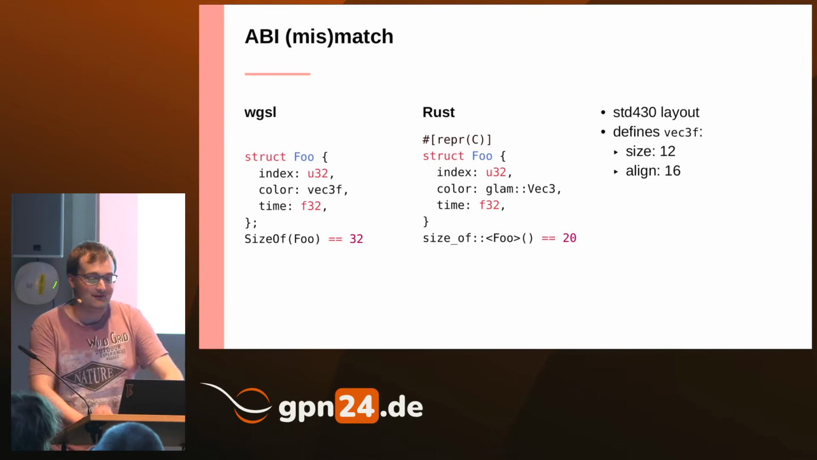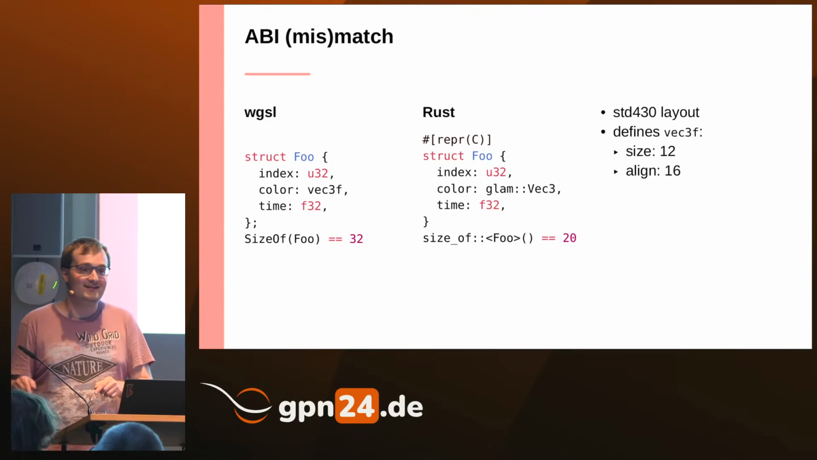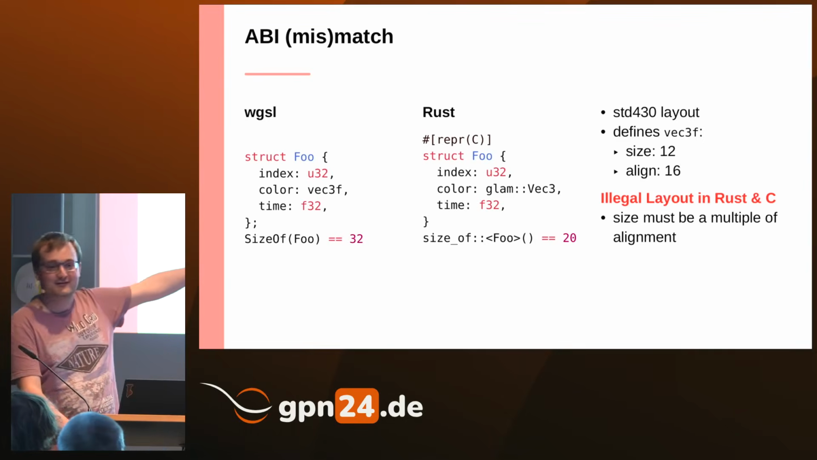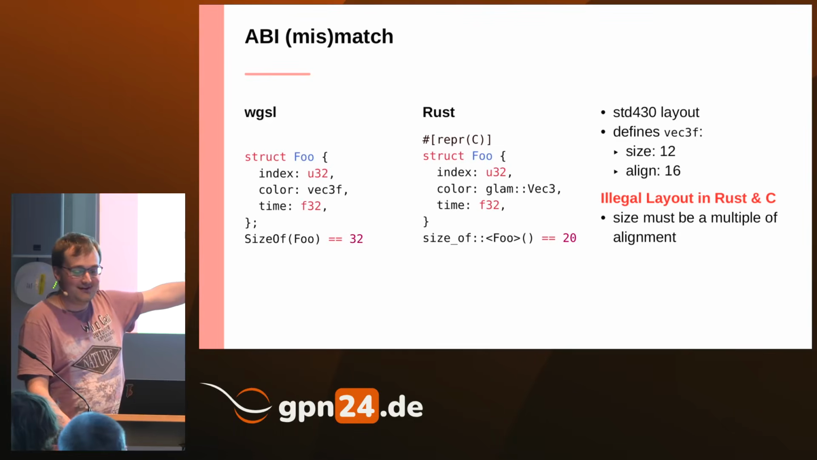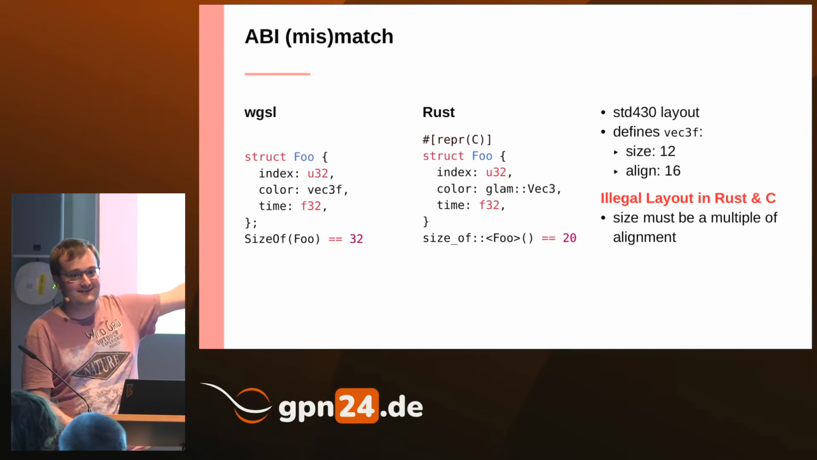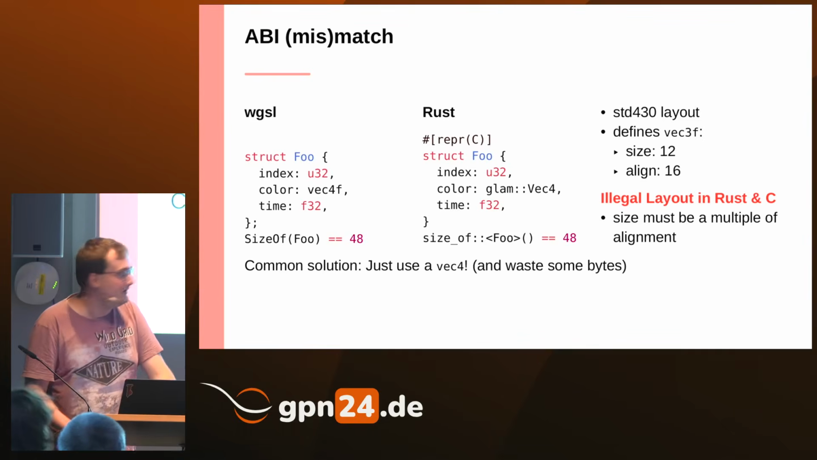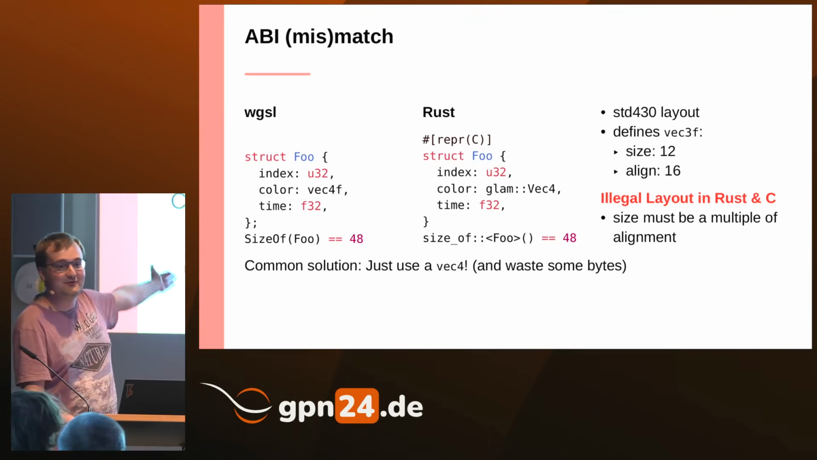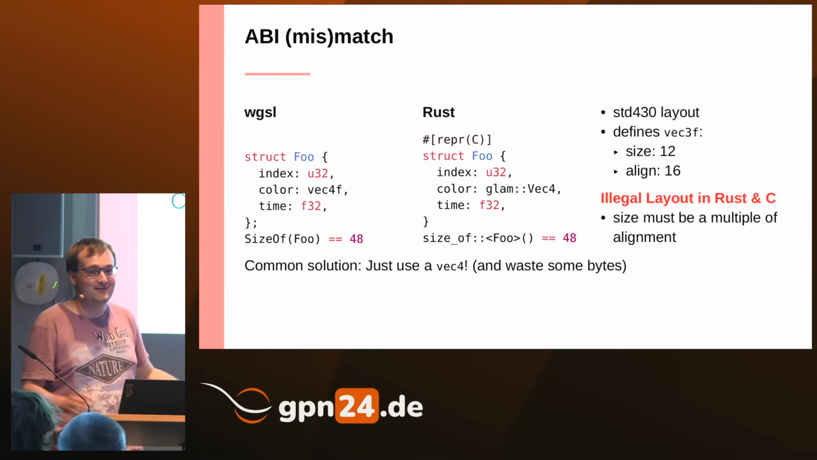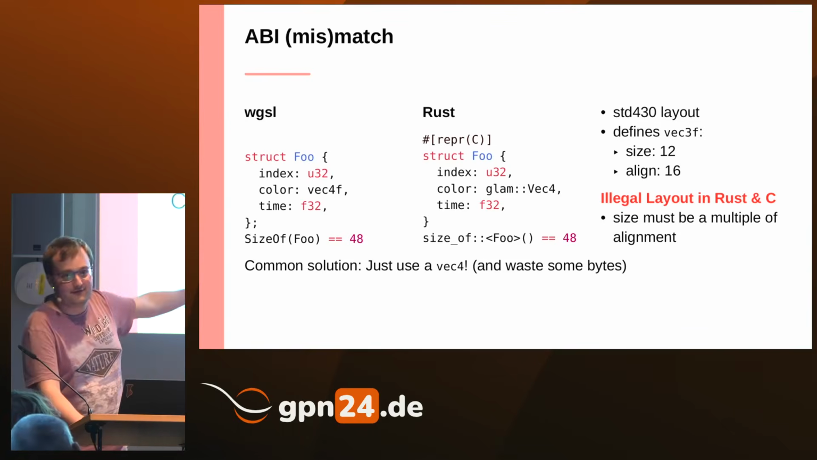So your first intuition would be, why don't we just introduce repr(STD430)? Well, the reason is simple, we actually can't, because this layout is completely illegal in both Rust and C. Because the definition of a layout is, hey, your size must be a multiple of your alignment. That's not the case here. So the general solution, how do you fix this, is basically, well, just use a vec4. That's literally what all of graphics does. You just don't bother with vec3s, they're a mess. Just use vec4s and waste some space, or combine two fields into a single field if you want to be fancy. It's a mess, right?